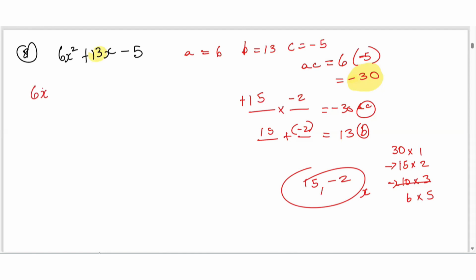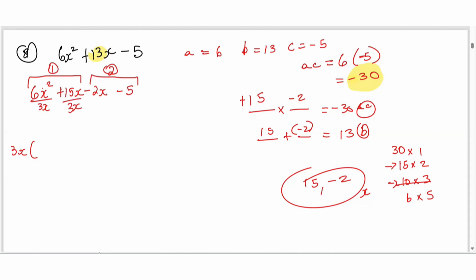So we have 6x squared plus 15x minus 2x minus 5. Now this is my group 1 and this is my group 2. So let me label them properly. Now, what is common for my group 1? The highest common factor is actually 3 with x. So it is 3x. I'm going to divide the two terms here in my group 1 by 3x.